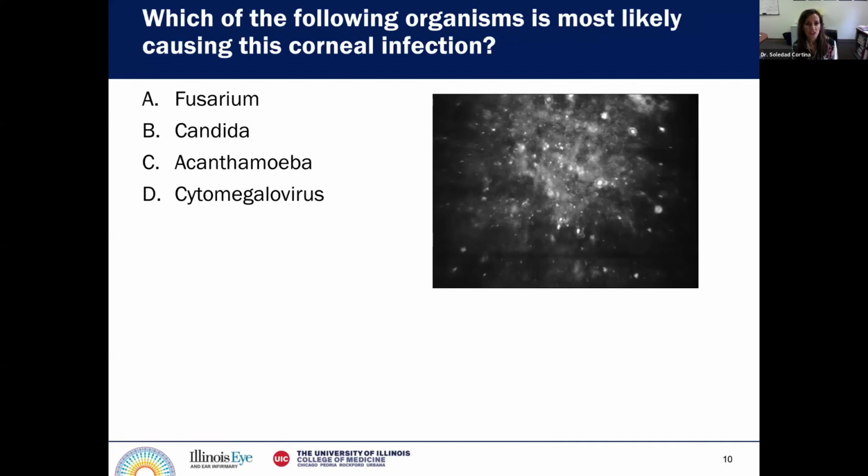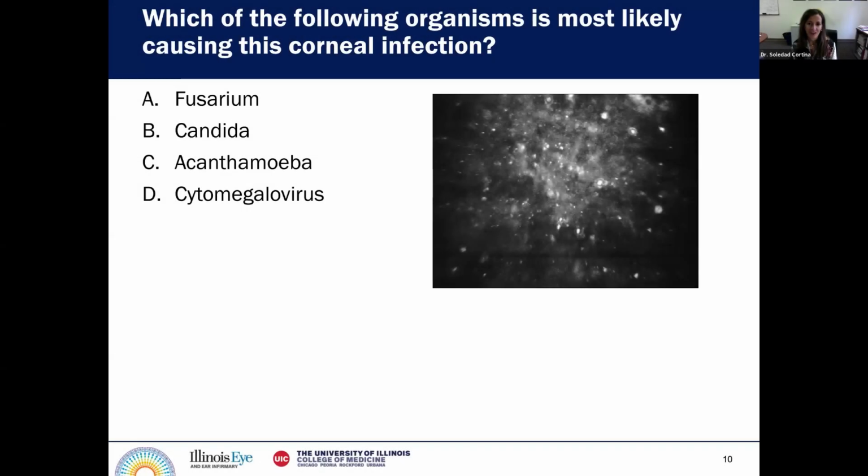So our next poll question is, which of the following organisms is most likely causing this corneal infection? All right, the answer is acanthamoeba, but I like it that everybody answered acanthamoeba because that's the thing about confocal microscopy. It depends on who's doing it and how we interpret those images, and it's not always very clear cut, and sometimes we're going back and forth and looking at multiple images and trying to figure out, is this something or is it not really something? But in this image, you can clearly see the cyst with the wall.